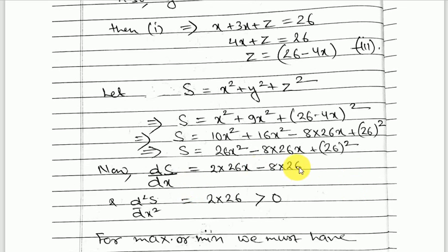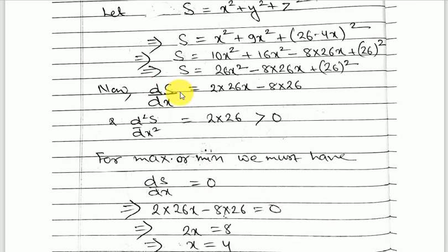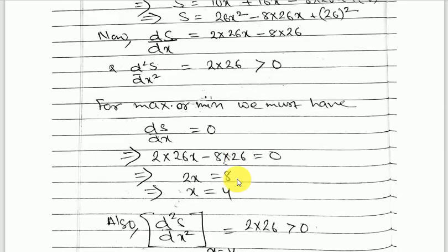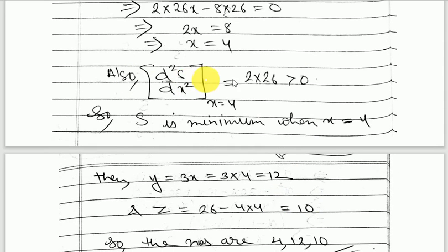Now find the first derivative, so you get this. Then find the second derivative. The second derivative is coming a constant which is greater than 0. So clearly your S will be minimum, but for which value of x? That we have to find by putting the first derivative equal to 0. So first derivative equal to 0, you get x equal to 4. And the second derivative for x equal to 4 is obviously greater than 0. So the sum of the squares will be minimum when x is equal to 4.